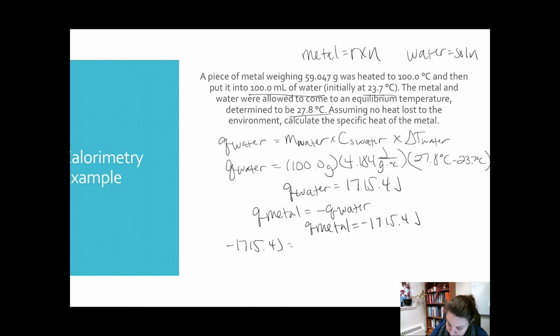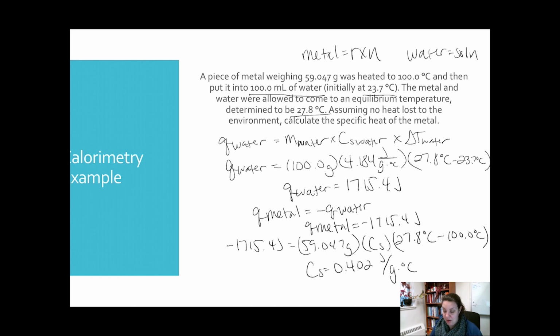Our mass of our metal is 59.047 grams. We're solving for our specific heat of our metal. And our temperature change, our final, is lower than our initial because we have released energy. It is cooling down. So 27.8 degrees Celsius minus 100.0 degrees Celsius. Solving for this, we get a specific heat equal to 0.402 joules over grams times degrees Celsius. Again, this is under 1, so this is a reasonable specific heat for our metal.